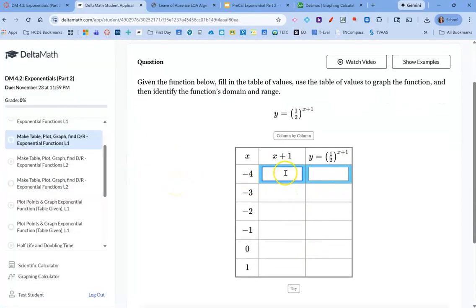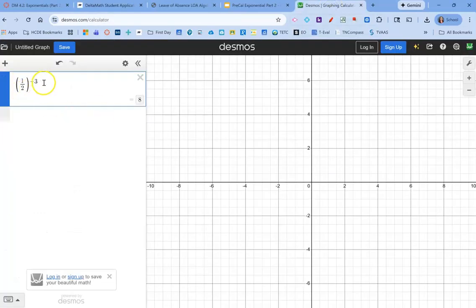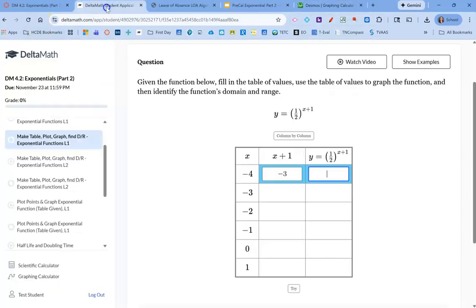So what I would do is start with this first point. So when you plug in -4, what's -4 plus 1? That's -3. Okay, so then take that, -3 is now the exponent. So it's 1/2 raised to this power. So 1/2 raised to the -3rd power. So you can use your calculator. I'm going to use Desmos here. So 1/2 to the -3rd is 8. So I'm going to type in 8 and then hit try.